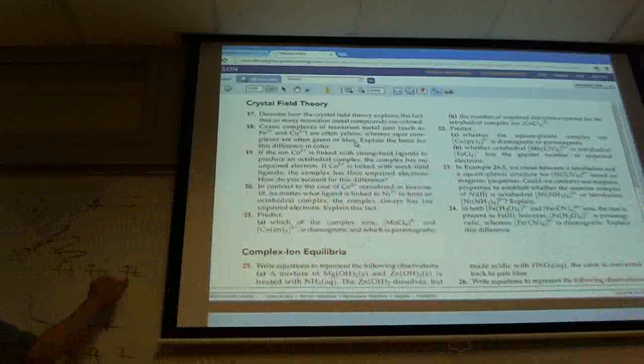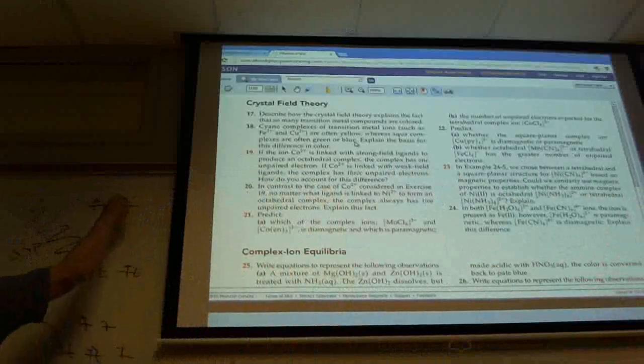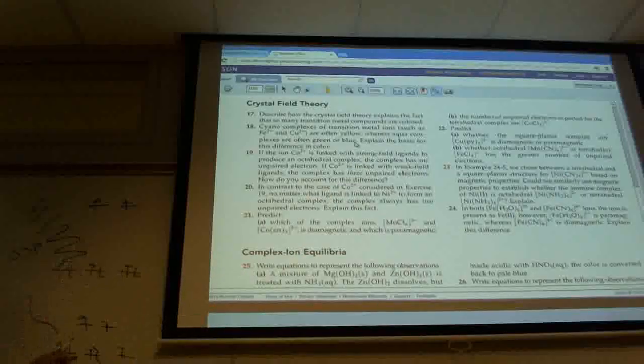So 2, 4, 6, 7, 8. It's 2 unpaired electrons. 2, 4. Okay, so we filled that. We're going to fill this. 2, 4, 6, 7, 8. And so we get the same pattern no matter what the ligand, because of the number of electrons.